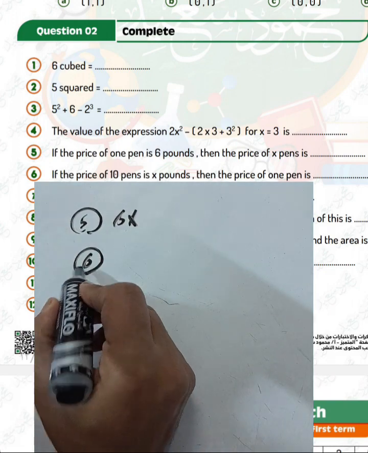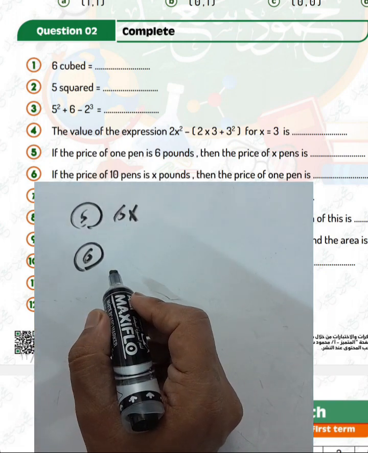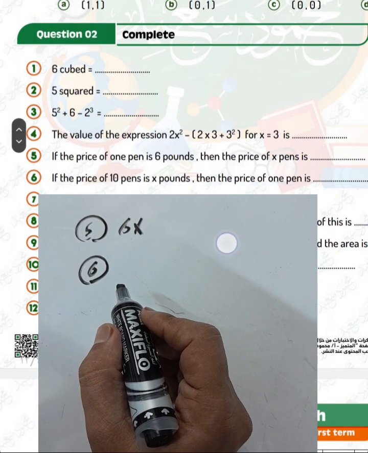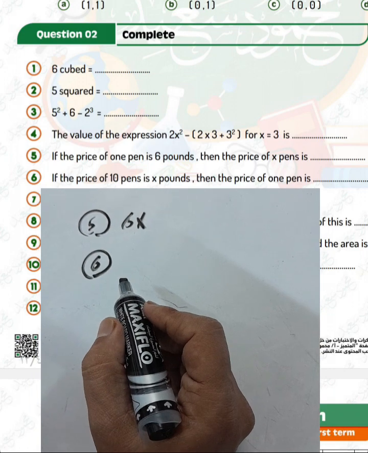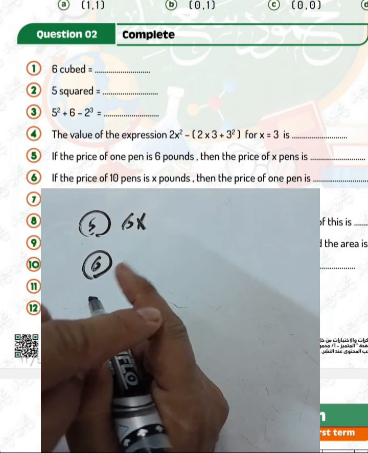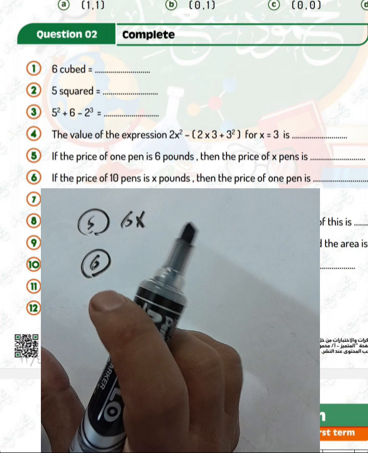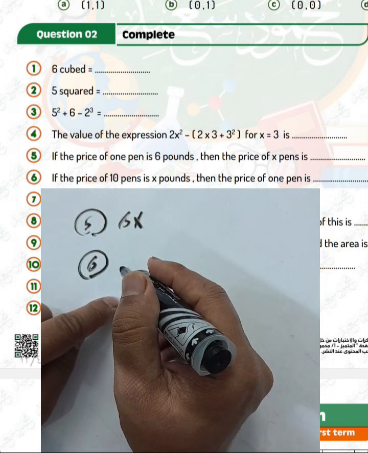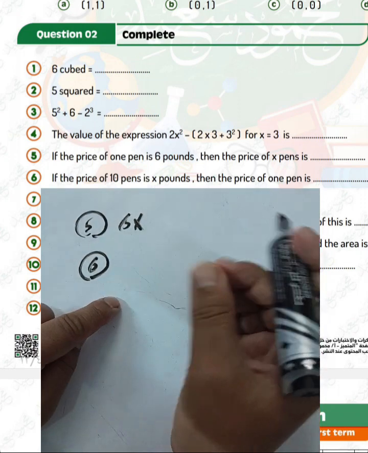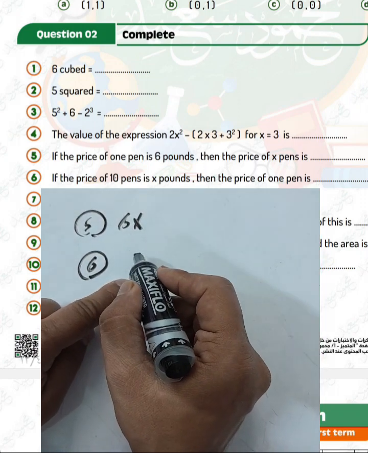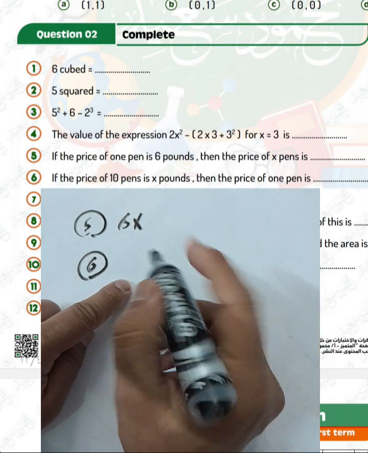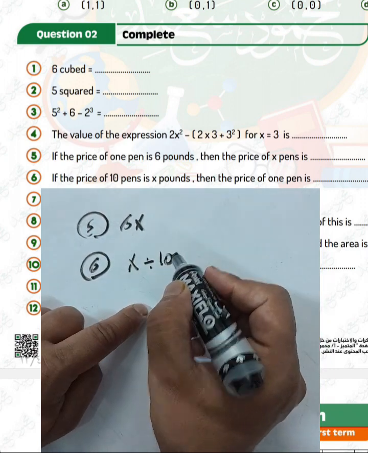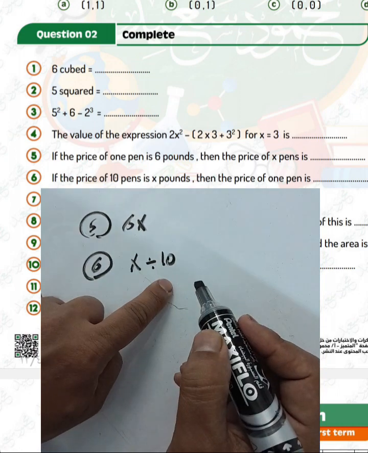Question number 6. If the price of 10 pens is x pounds, the price of each one will be the total money divided by the price of 1. The price of 10 pens is x pounds, so the price of 1 pen will be the total x divided by the number of pens: x divided by 10. Here x is the dividend and 10 is the divisor.